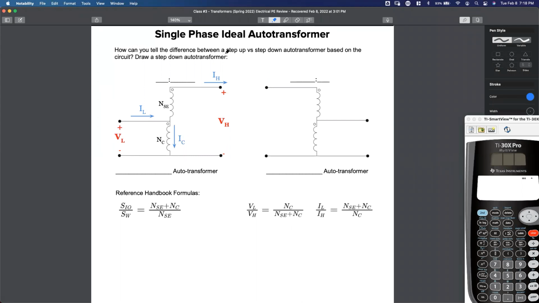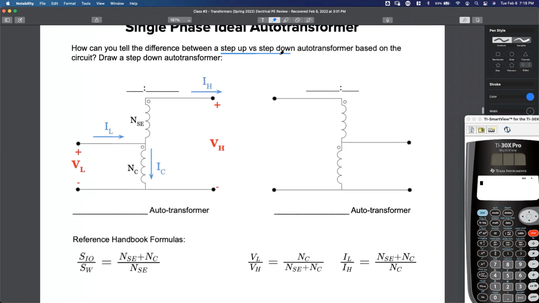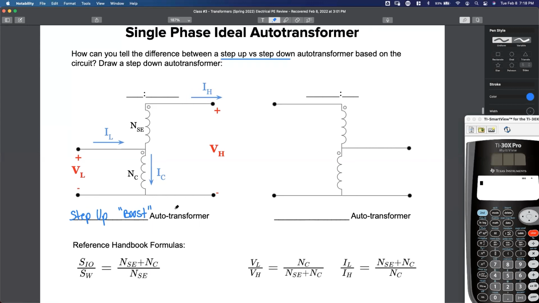How do we know the difference between a step up or a step down auto transformer based on the circuit? So over here on the left, is this step up or step down? And more importantly, how do we know? Everyone's saying step up. Yep, I agree. We can call this a step up auto transformer, commonly referred to as what? Starts with a B, boost. You got it. We're boosting that voltage up. It's a boost auto transformer. How do we know?